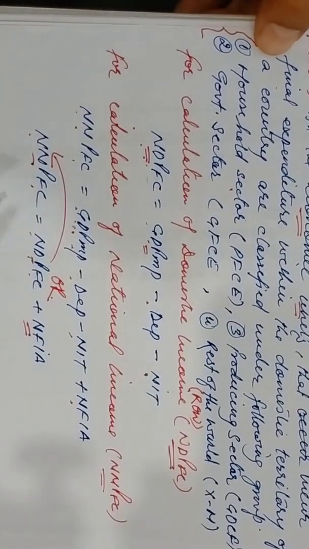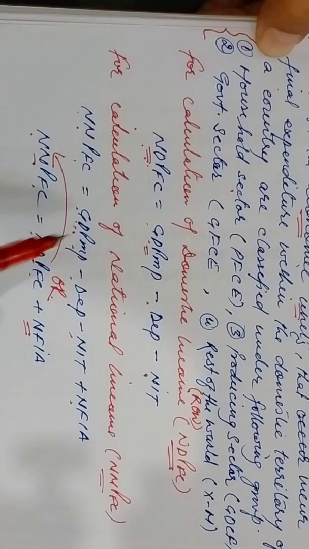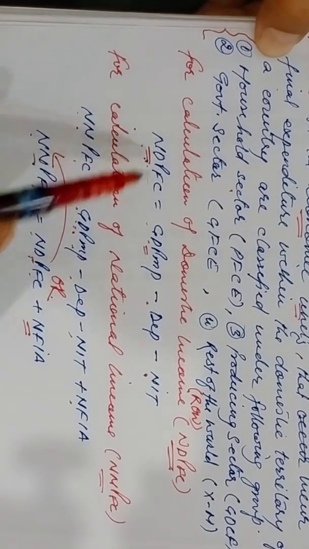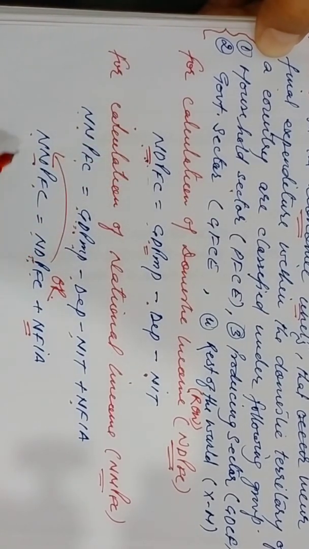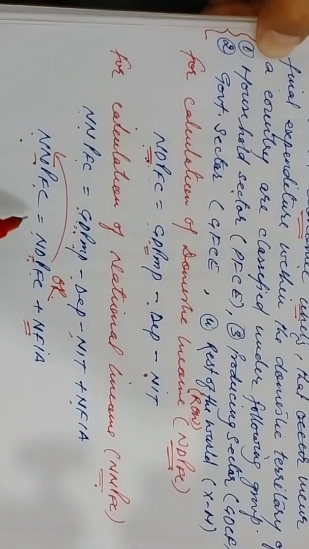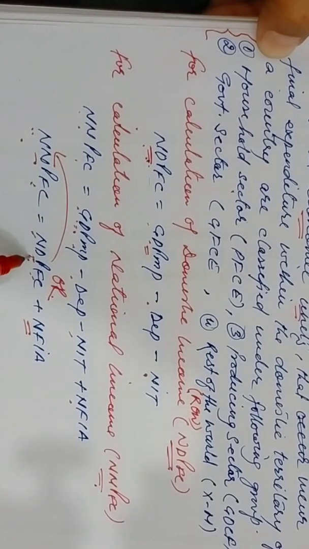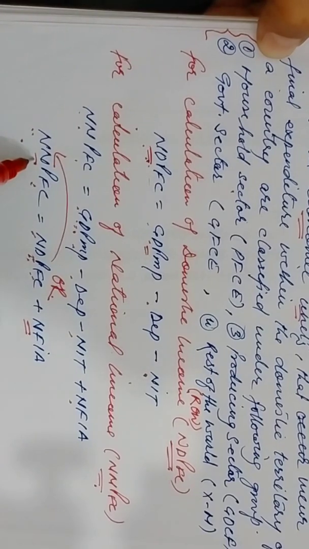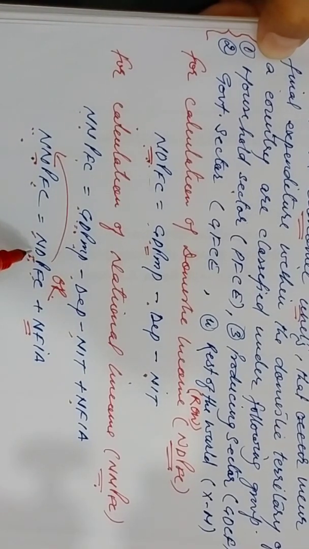I am repeating again: directly we can calculate, because here we got NDPFC, so we write NDPFC on the right side and, on the left side, whatever we require to calculate, NNPFC. So NNPFC equals NDPFC plus NFIA. Because NN is balanced, factor cost is balanced, and DP and NP are not balanced, to go from DP to NP we add only net factor income from abroad.